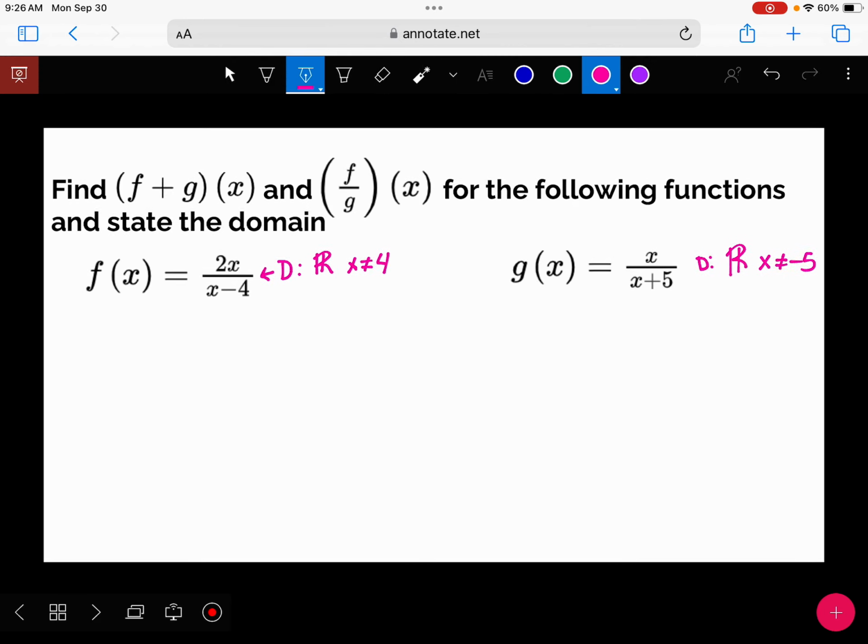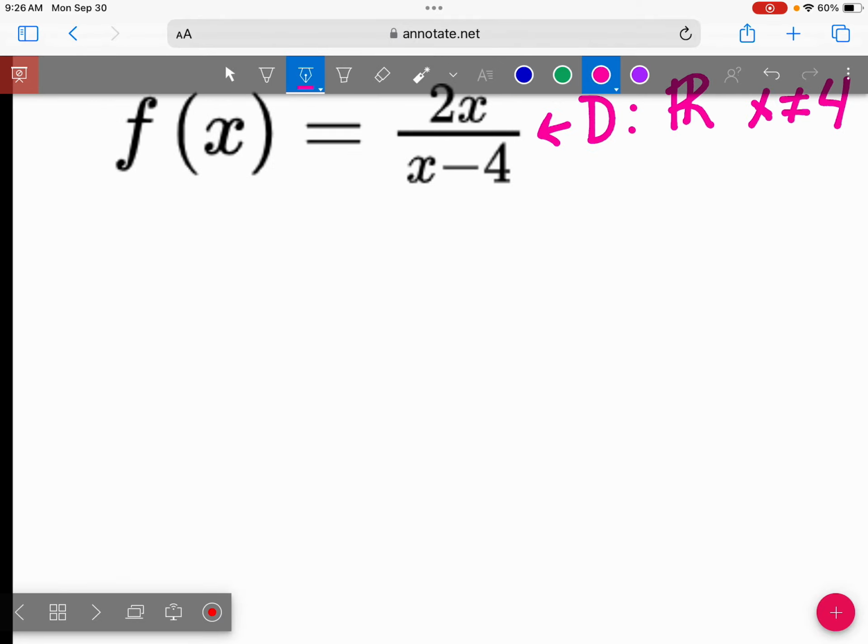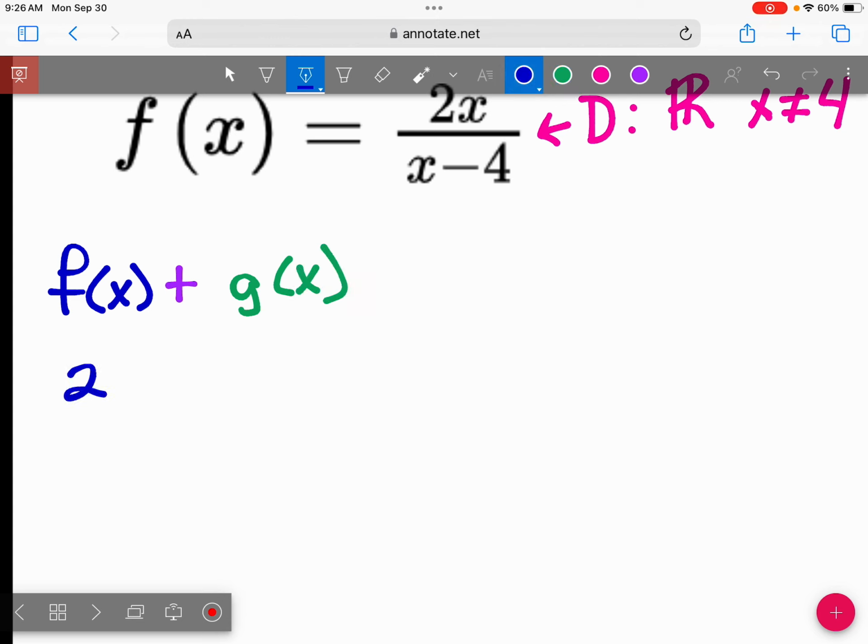So let's do our addition and see what happens there. So we're going to take our f of x and we want to add g of x. So that's my f plus g of x. So my f of x is 2x over x minus 4. And we want to add my g of x, which is x over x plus 5.